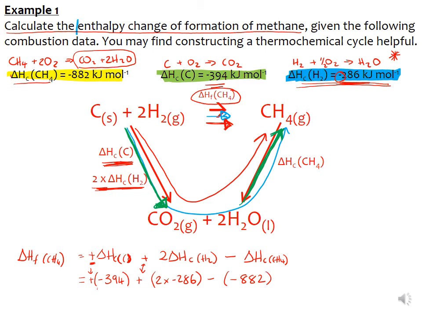Now, when we put that to our calculator, what we'll end up with is minus 394, minus 572, minus a minus, which is plus 882. So that's how we'd solve that one. And putting that all into a calculator would come out with the answer minus 84 kilojoules per mole.